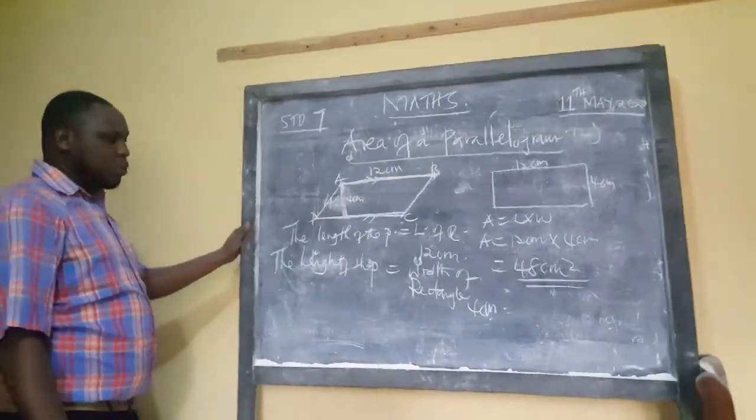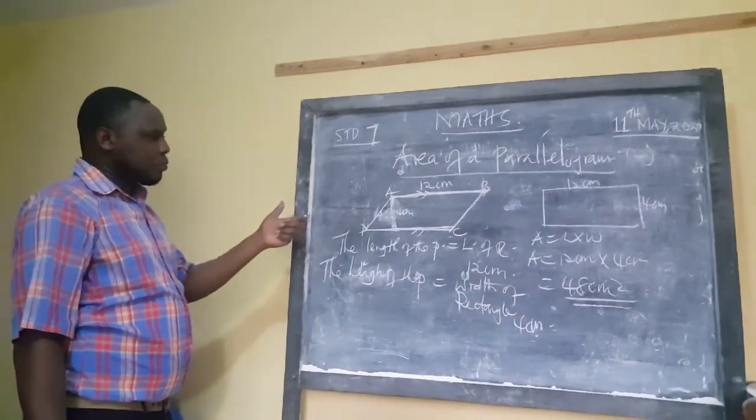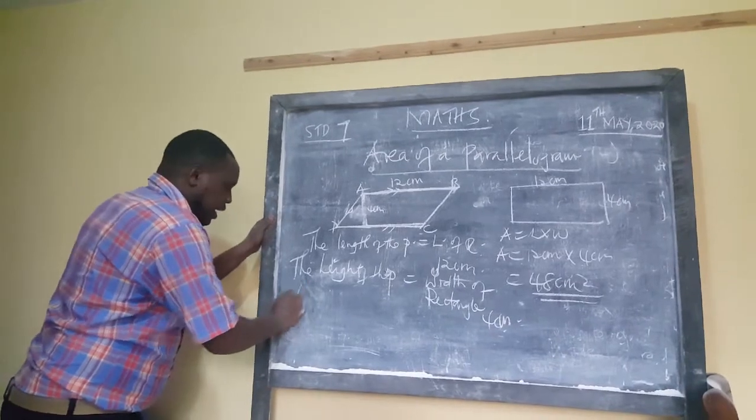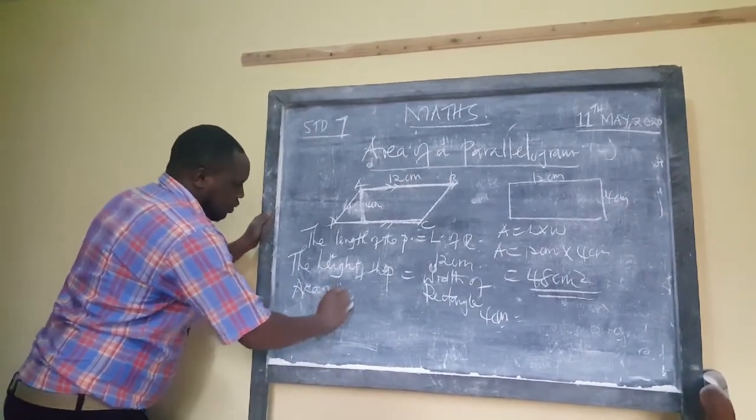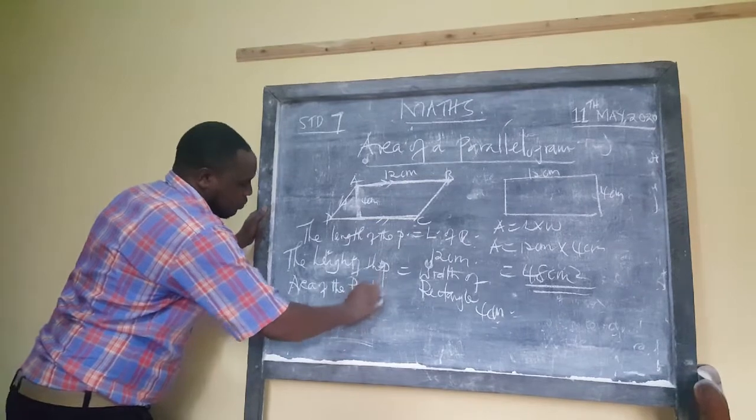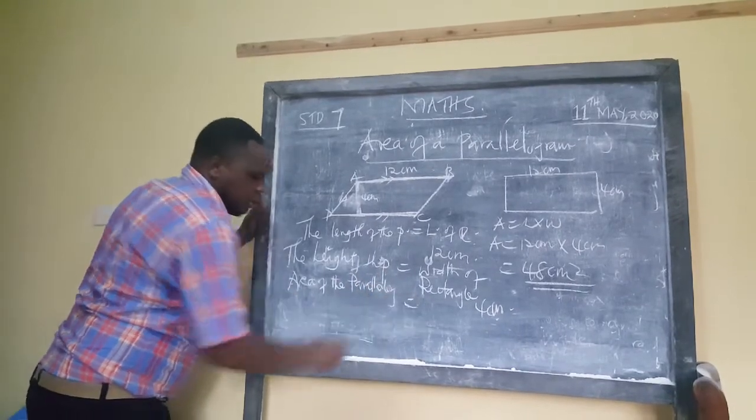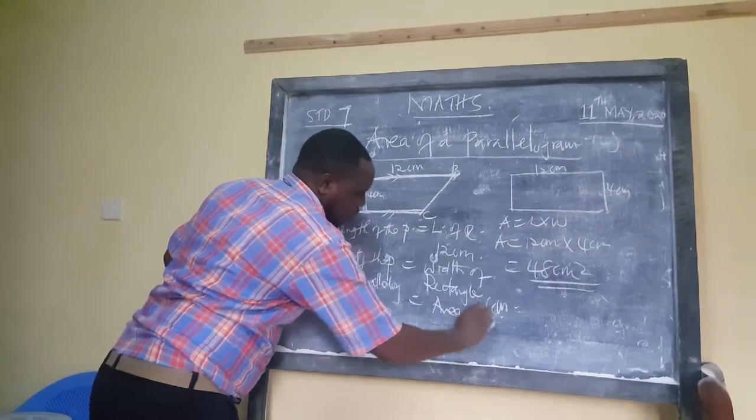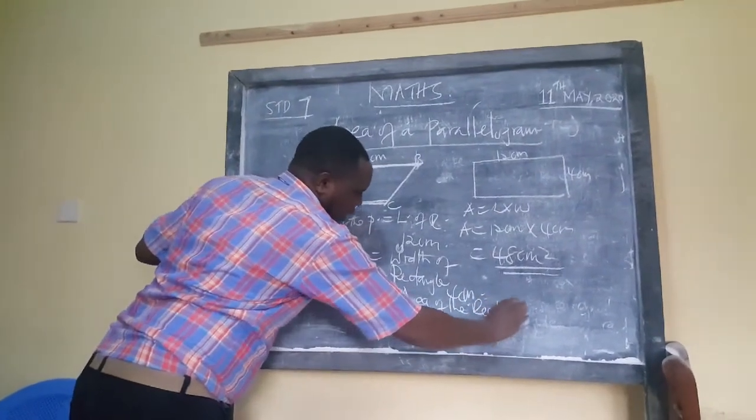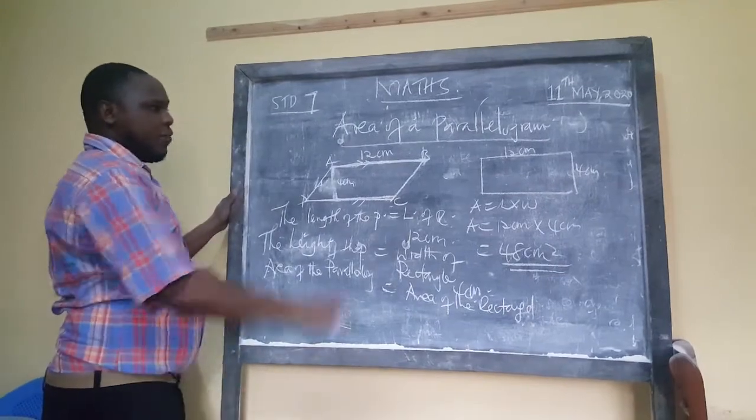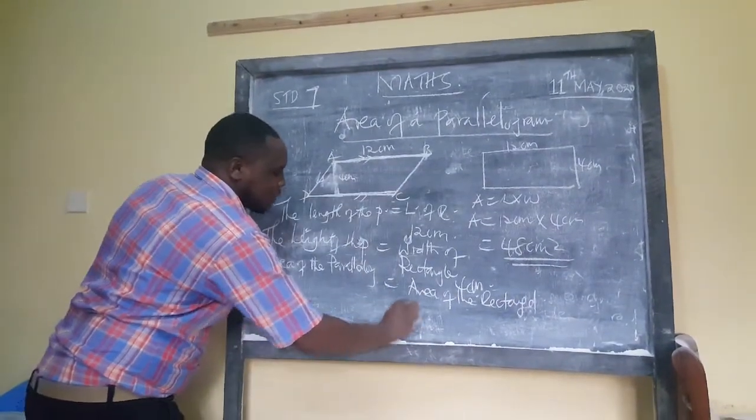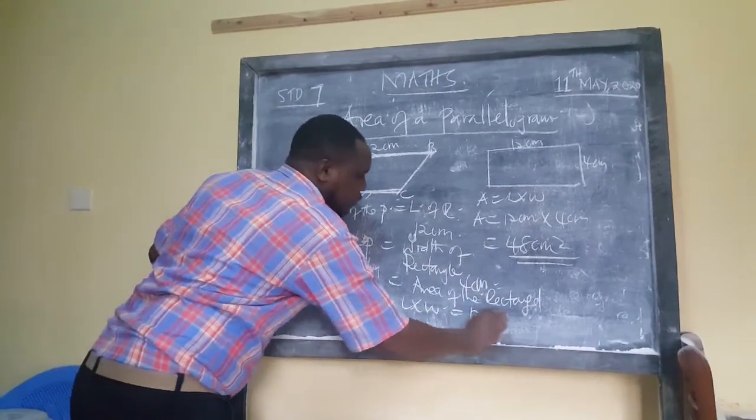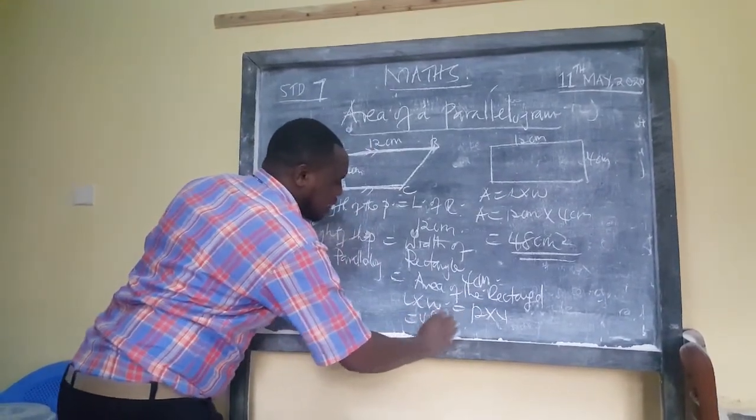So learner, if you want to get now the area of the parallelogram, that will be equal to the area of the rectangle. And what is the area of the rectangle? The area of the rectangle is calculated by length times width, which is equal to, in this case, 12 times 4. That will give us 48 centimeters squared.